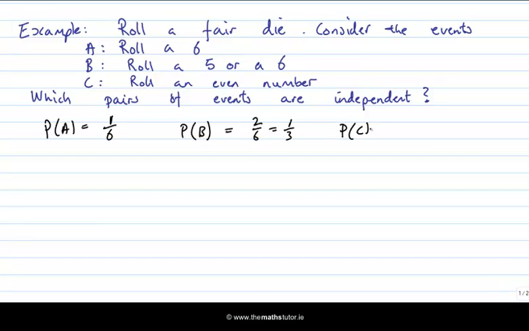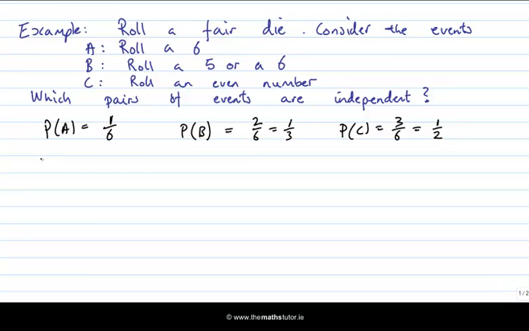And what about C? The probability of rolling an even number. So now there are three successful outcomes, 2, 4, or 6. So we get a probability of 3 over 6, which is 1/2. So that tells us the probability of each of the individual events. So now what about when we combine them?